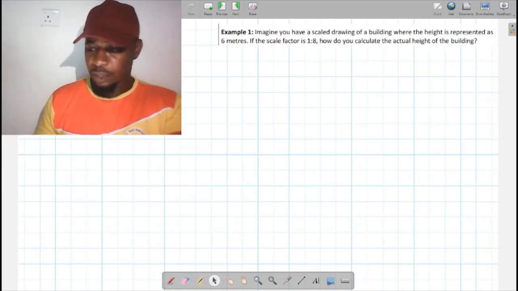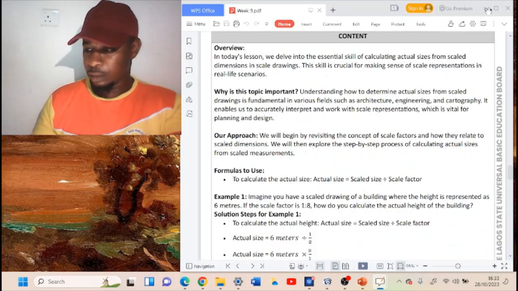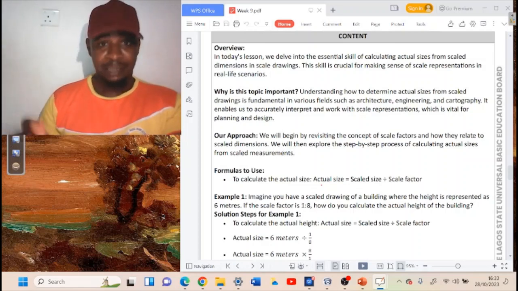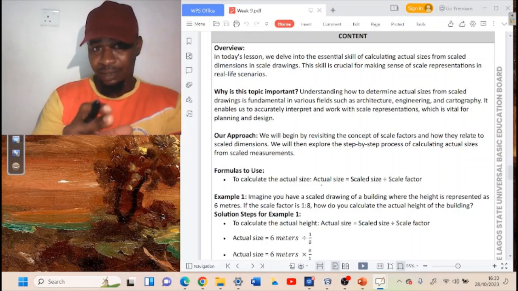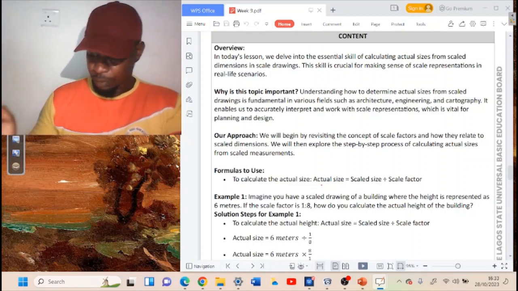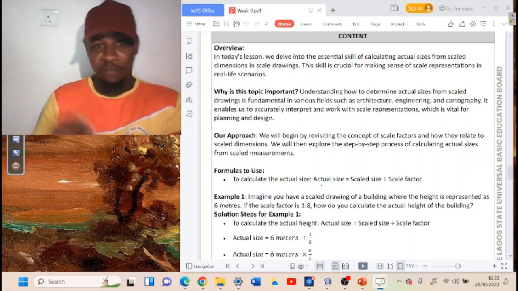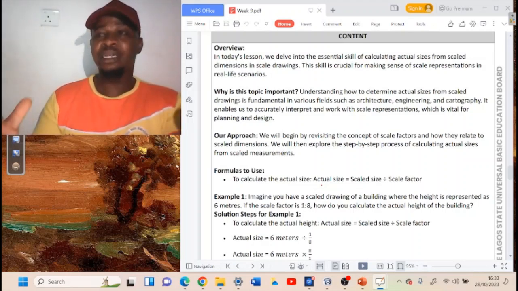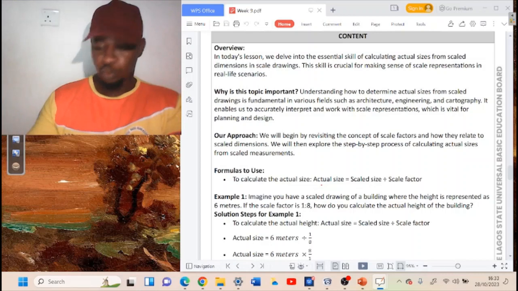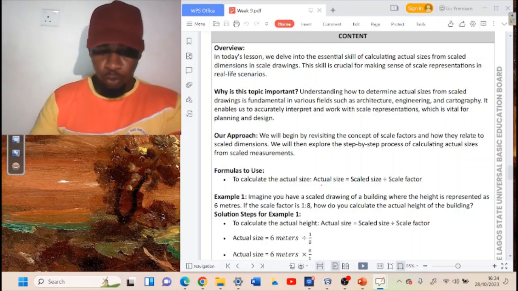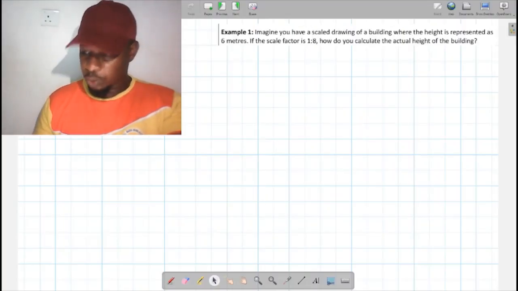Imagine that you have a scale drawing of a building where the height is represented as 6 meters on the plan. That is what's on paper. And the scale factor is 1 to 8. And you have been tasked with bringing this drawing on paper to life. How do you calculate the actual height of the building? Well, it's very easy. Let's go to a page and write out what we know.